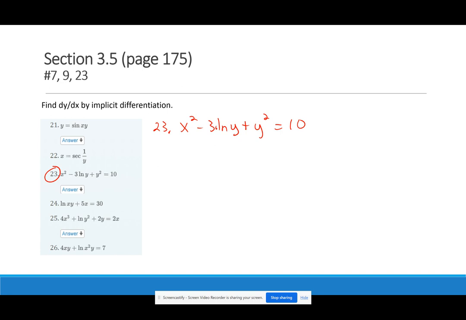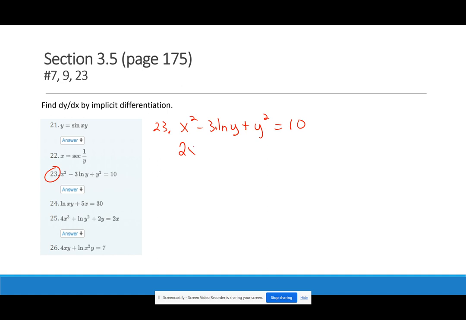All right, so that 3 ln y is not going to be a product rule situation because the 3 does not have a variable with it. But everywhere you see those y's, I have to remember to do the chain rule because we're thinking about y as being a function of x. So we're going to have to do the derivative of it. So let's go all the way through taking the derivative with respect to x.